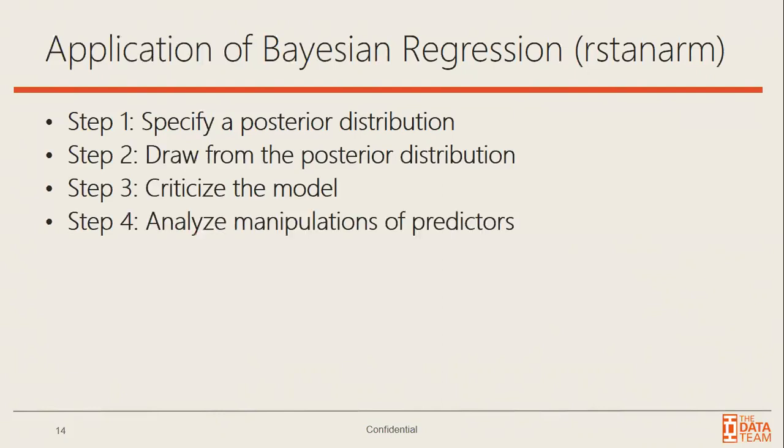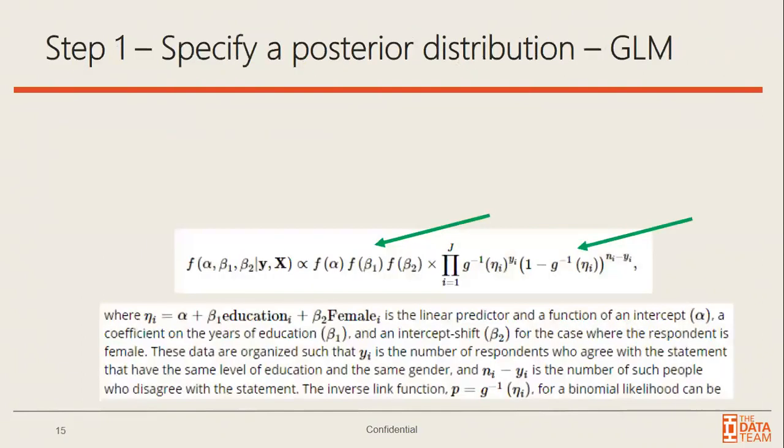So these are the 4 main steps in Bayesian regression. What we do is we specify the posterior distribution, and we draw repeated samples from the posterior distribution. Based on the posterior distribution, we get some values. We try to see how close it is with the prior. We try to make some evaluations of the model after step 2. And finally, step 4, we analyze the manipulations of the predictors.